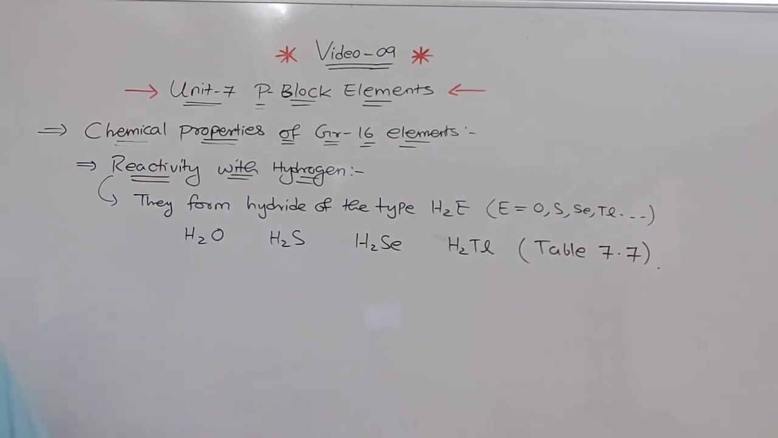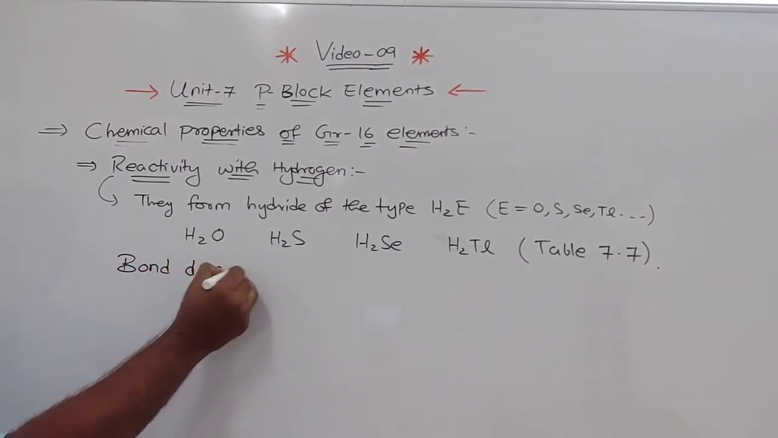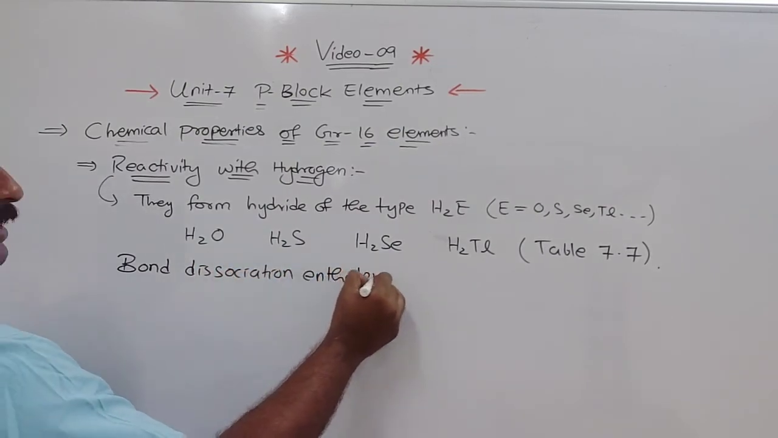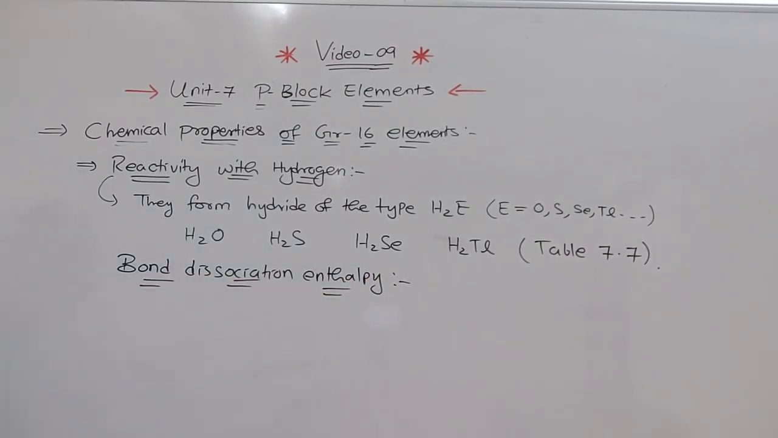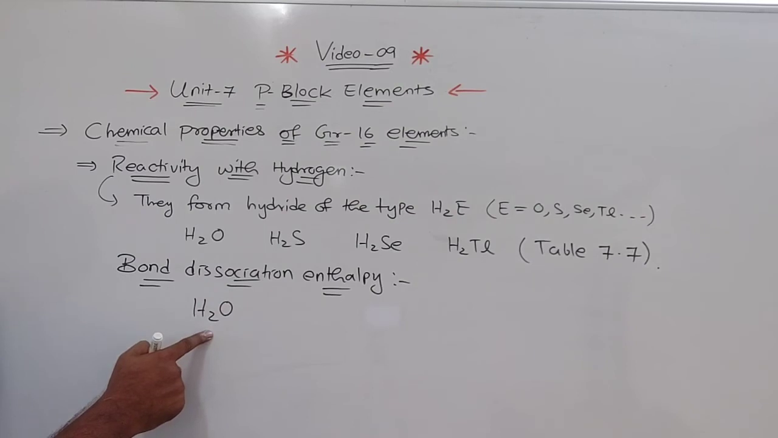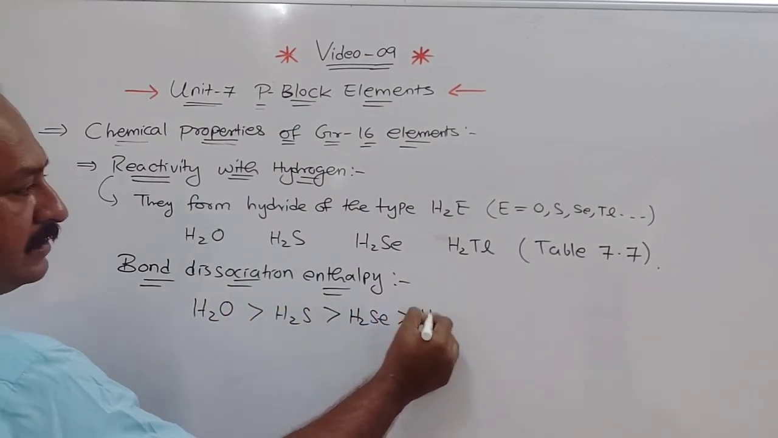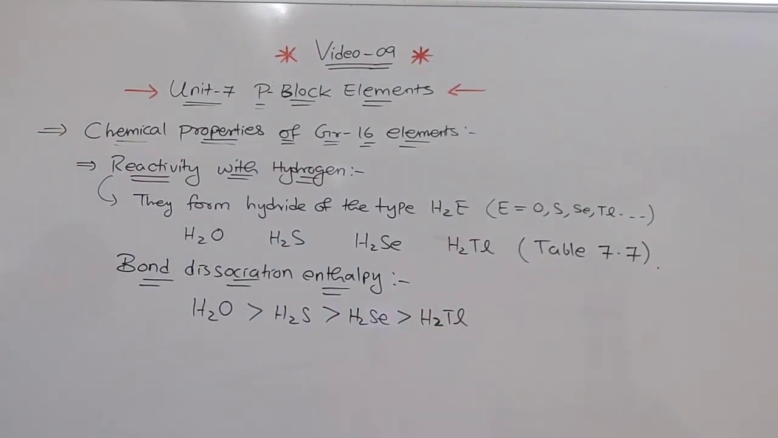Then one another question is there. When we talk about bond dissociation enthalpy of these hydrides, we will see that it decreases down the group. The highest bond dissociation enthalpy is of H2O, then comes H2S, then H2Se, and then H2Te. So you have to remember the order.